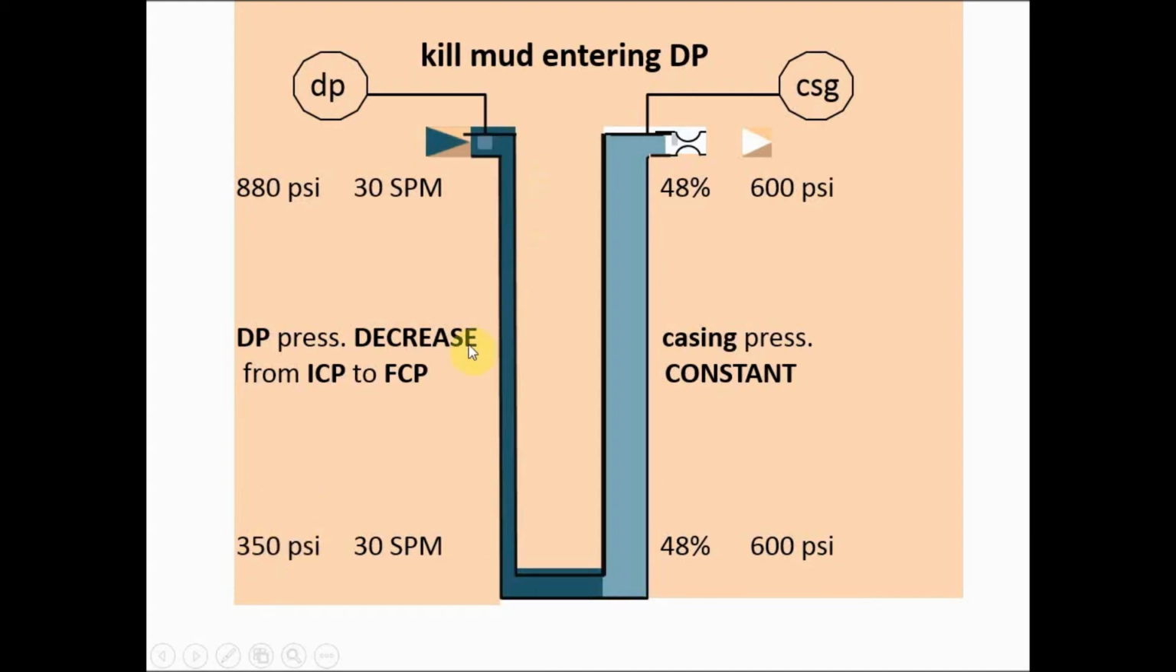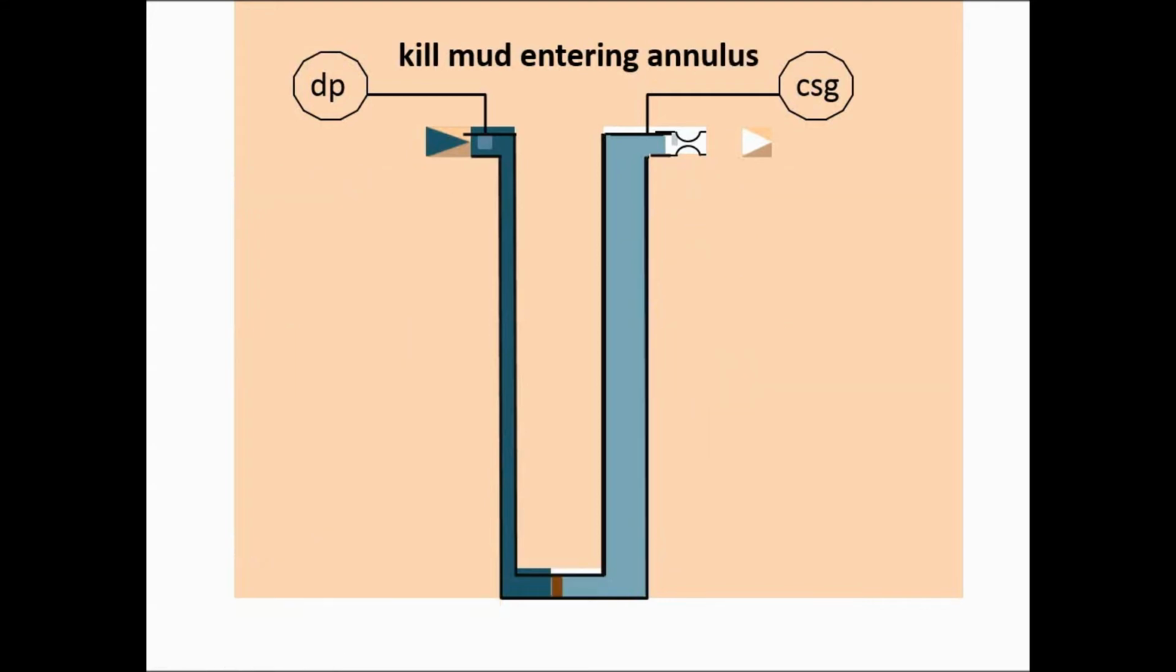During this process, we've seen together that drill pipe pressure decreases while casing pressure is constant. At the same time, we don't need to adjust the choke too much. Now, the kill mud will start entering the annulus, moving up from the pit up to the open hole and then up to the cased hole all the way to the choke.